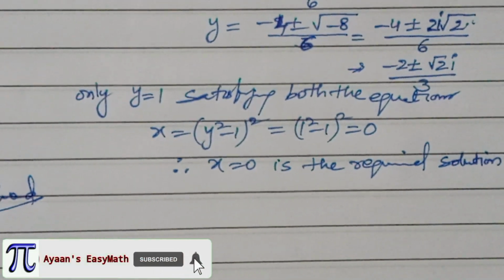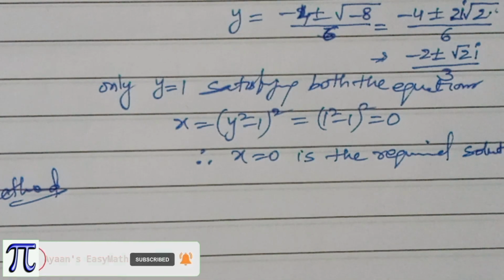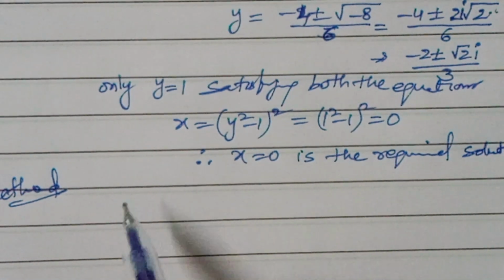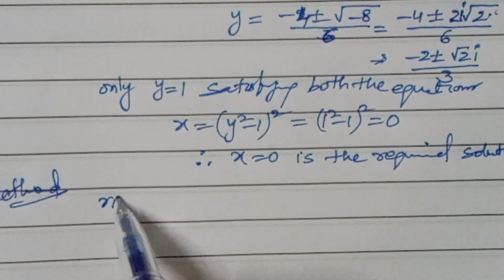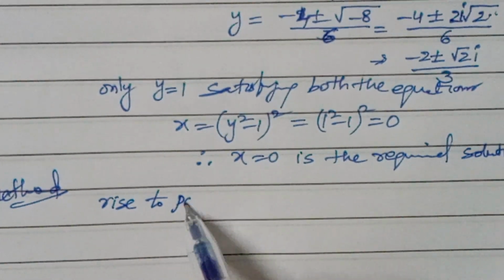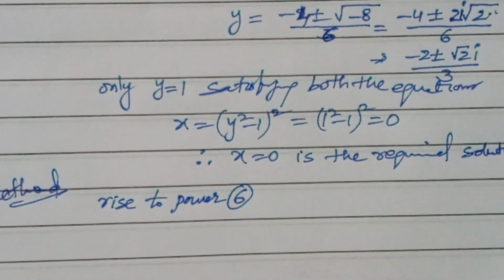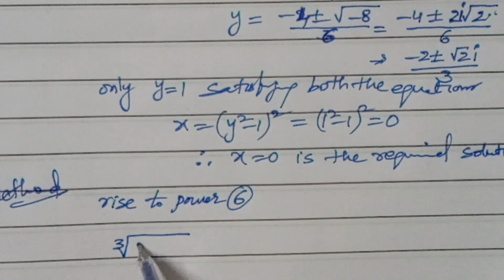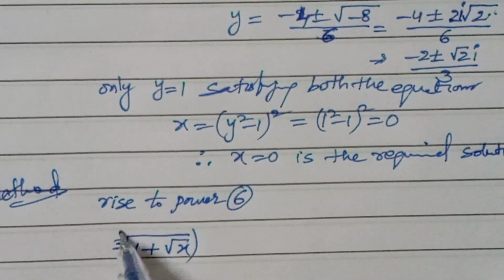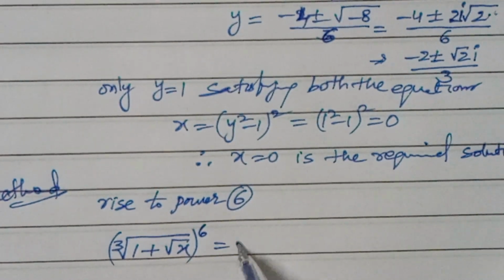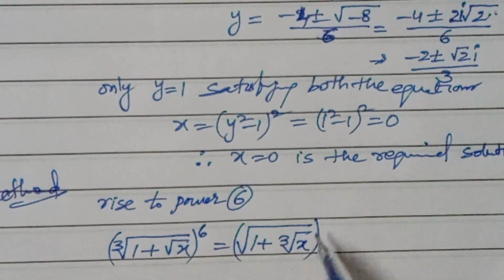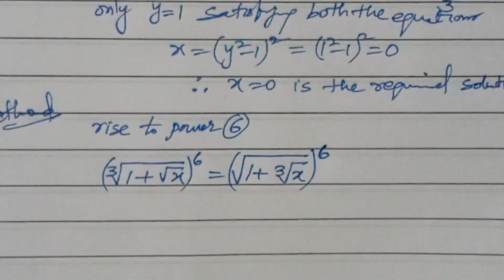Now, can you do this problem in another easy method? Here the first method is taking more than 5 minutes. So the other method is raising to the power of 6. If you raise to the power of 6, the cube root of 1 plus root x whole to the power of 6 equals the square root of 1 plus cube root of x whole to the power of 6. This is the short method.